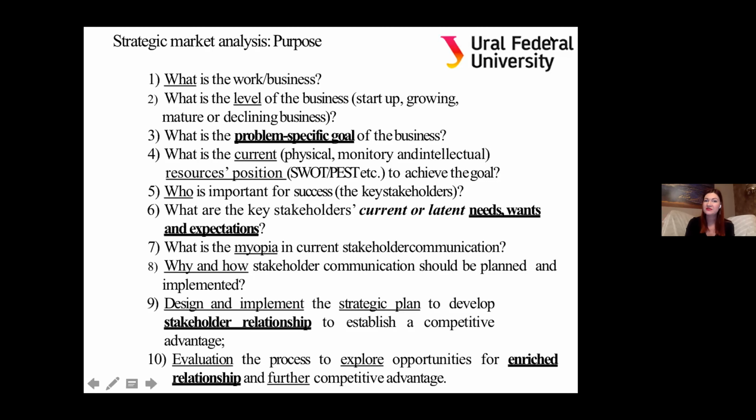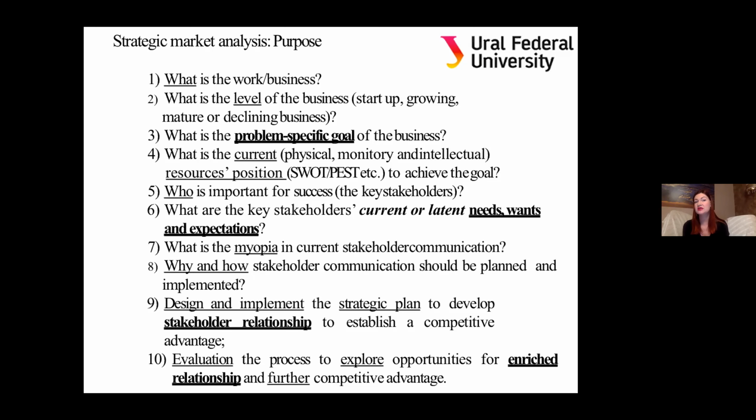What is the problem specified goal of the business? Why was it created? Is it important for people? Like, is it socially responsible? Next, it's already one of the main strategic analysis. What is the current resources position to achieve these goals?